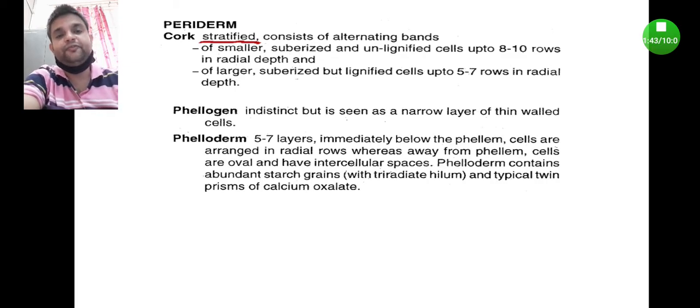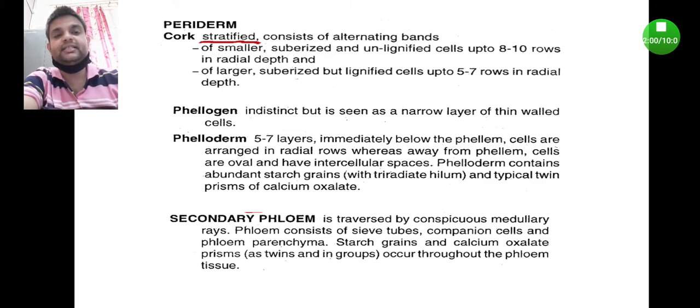Next, phellogen and phelloderm. Phellogen is indistinct in Rauwolfia root, but phelloderm is very distinct. 5 to 7 layers of phelloderm are visible, which contain prism-shaped calcium oxalate crystals.